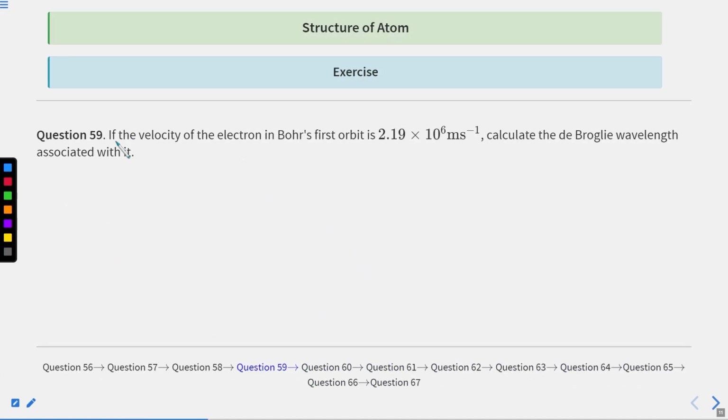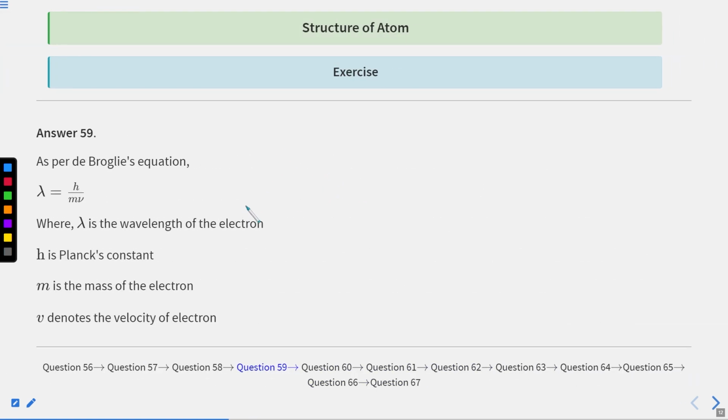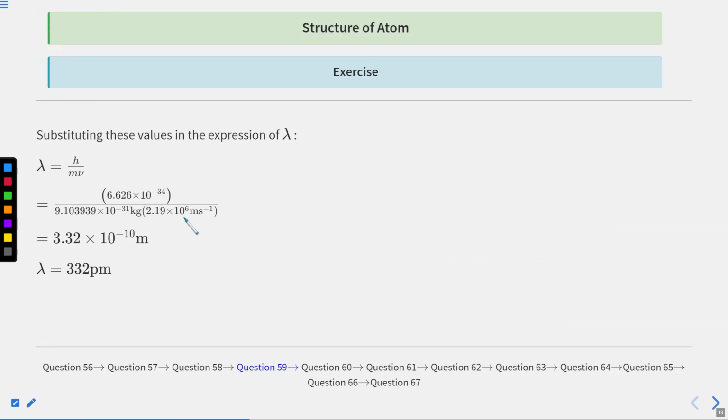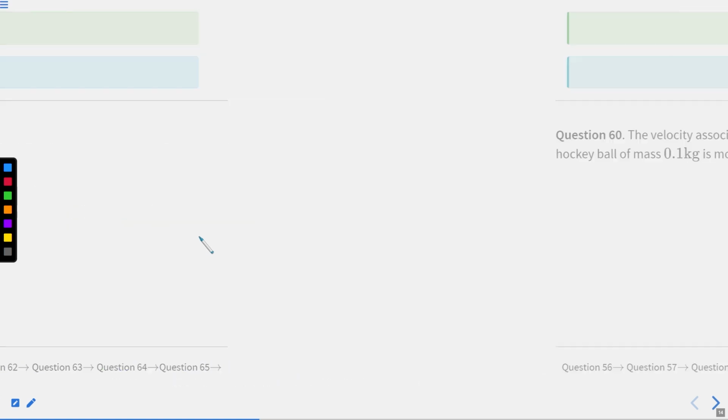Next question. If the velocity of the electron in Bohr's orbit is 2.19 into 10 to the power 6, calculate the de Broglie wavelength associated with it. The velocity is given, and again we have to calculate the de Broglie wavelength. How will you calculate? Very simple. Use the formula again. Put the value of velocity. h and m are fixed for a given electron. That gives us 332 picometer.